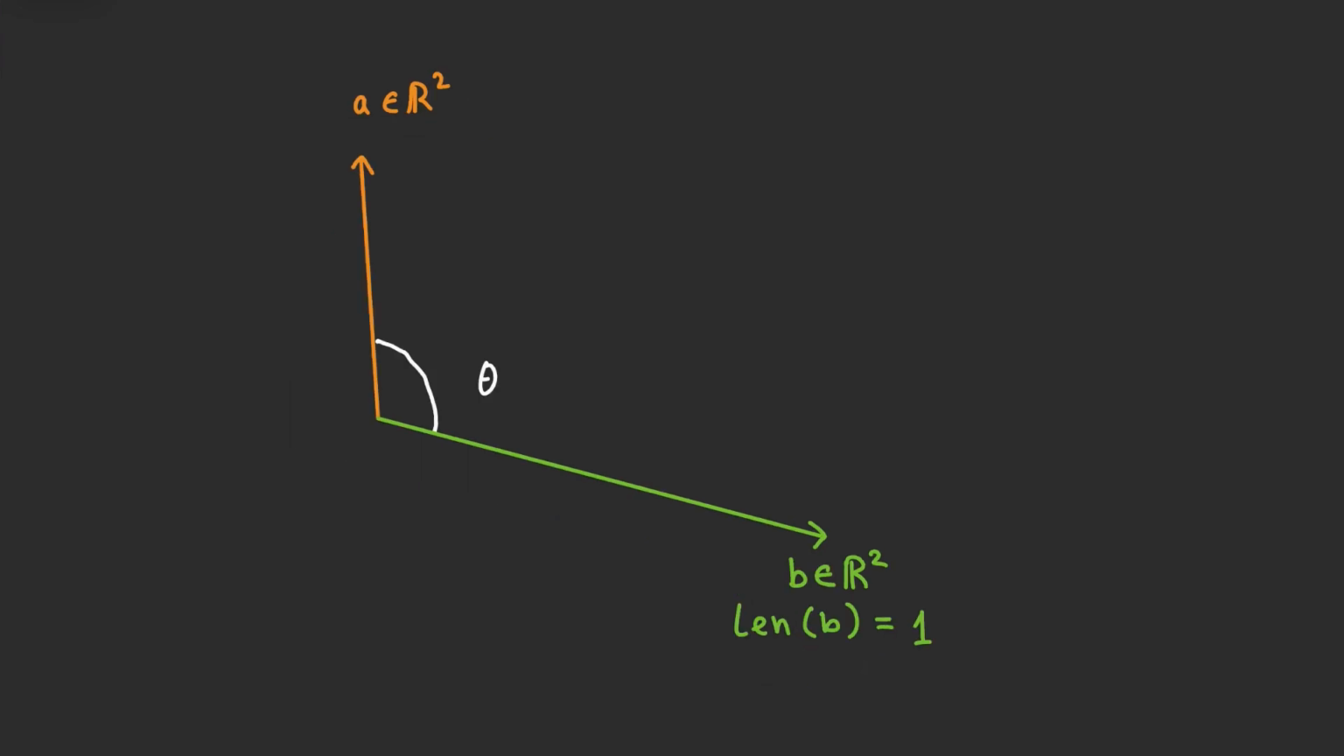Now the last case we'll look at is where our angle is greater than 90 degrees. So when we try to project A at a 90 degree angle to our direction B, we notice first of all, we need to continue this vector here.